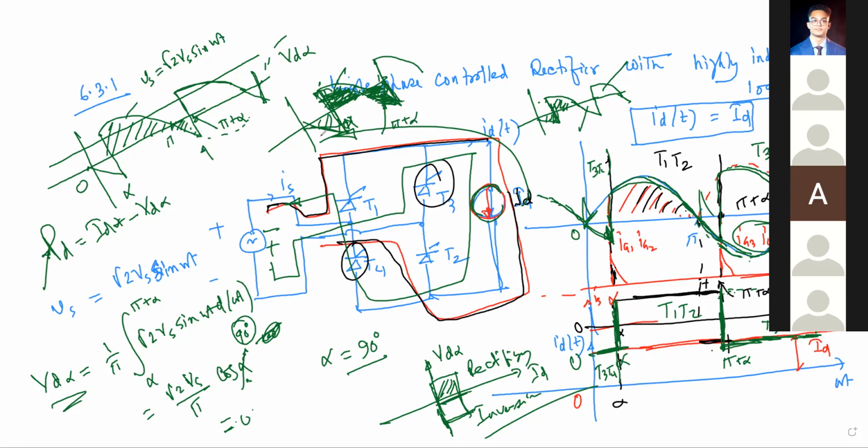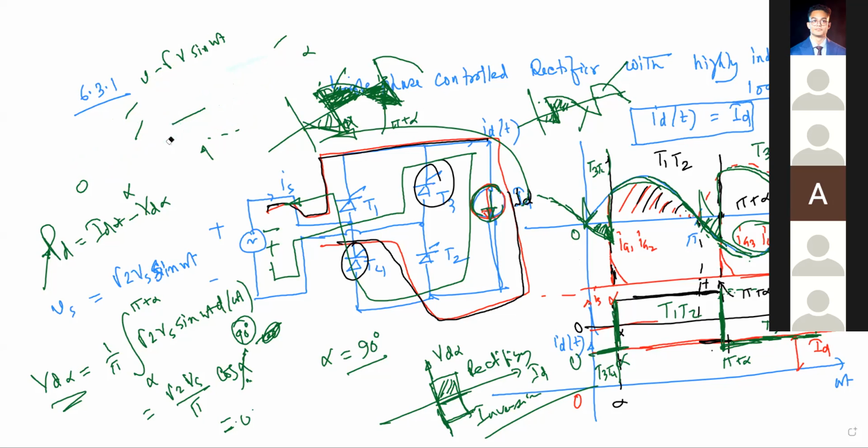Okay. So because of the inductive load, what is the voltage we have lost? We have lost this voltage, right? Am I correct or not? What is the voltage we have lost?